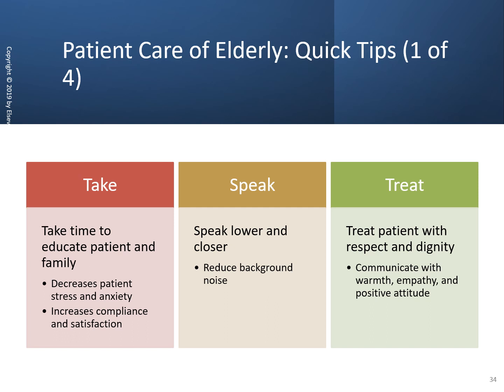So, quick tips for the elderly. Take time to educate both the patient and their caregivers, their family, the sons and daughters. If the daughter is showing up, she wants to run the show. She wants to help make the decisions. She's taking that on as her role. Not all the time, but 9 times out of 10, yes. If the daughter is there, you should treat her like she's the one in charge. Okay? Speak lower and closer.